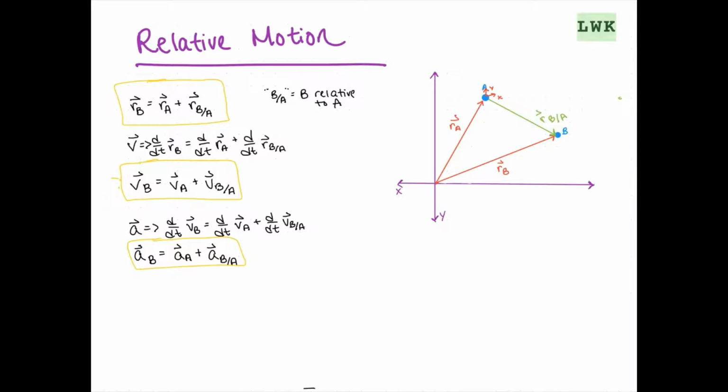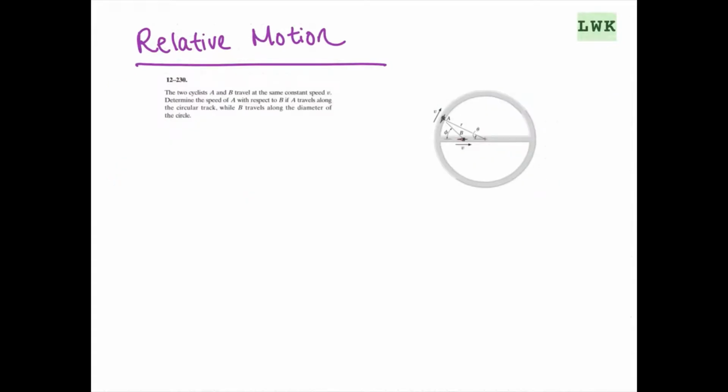So now that we know this, the best way I think to look at these kind of problems, because they can be a little bit confusing when you're looking at multiple different particles and objects and you're looking at relative motion, is to look at an example. So let's pull one up. Two cyclists A and B travel at the same constant speed v. Determine the speed of A with respect to B if A travels along the circular track while B travels along the diameter of the circle.